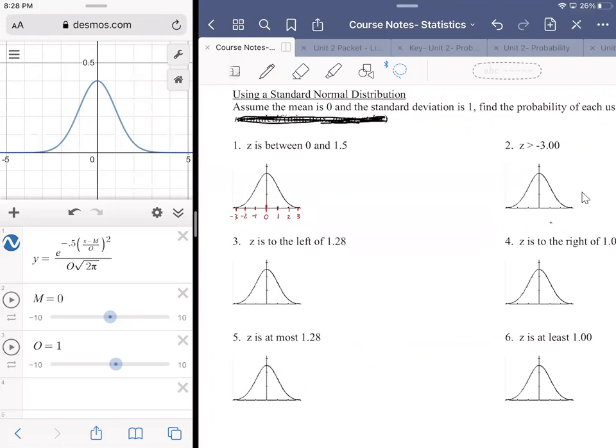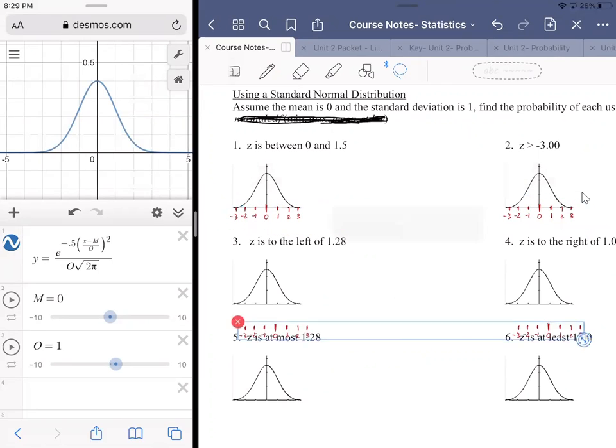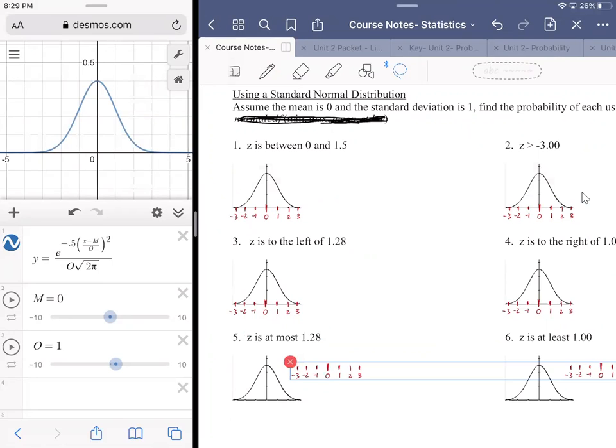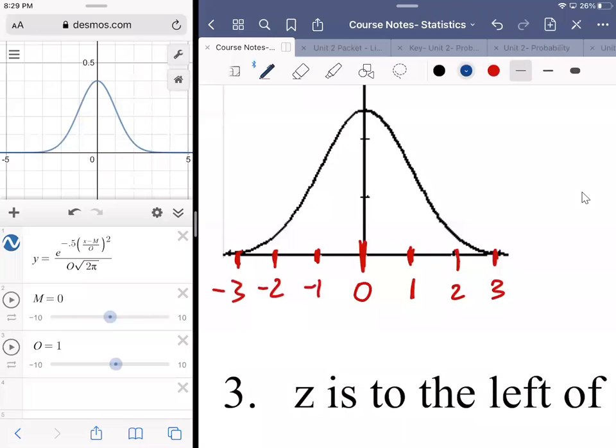Be a little proactive here. Gonna have to do it anyway, so why not, right? So between 0 and 1.5. So here's where roughly 1.5 would be, only roughly because I can't draw. And here's where 0 would be. What I'm looking for is the area between these two locations.